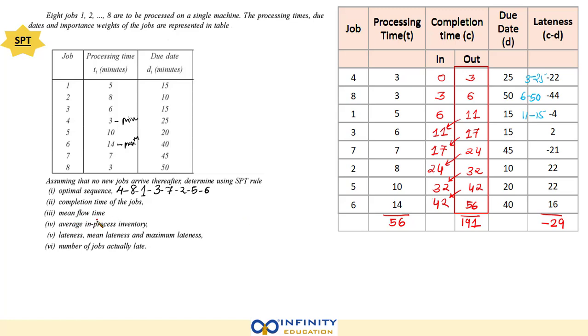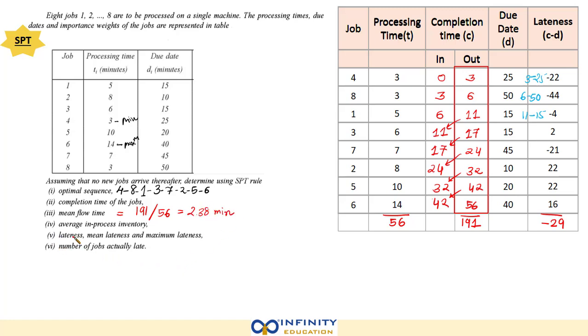So the next one is mean flow time. So what is mean flow time? Mean flow time is equal to the summation of completion time divided by the number of jobs. So it will be 191 divided by 8, which will be 23.88 minutes.